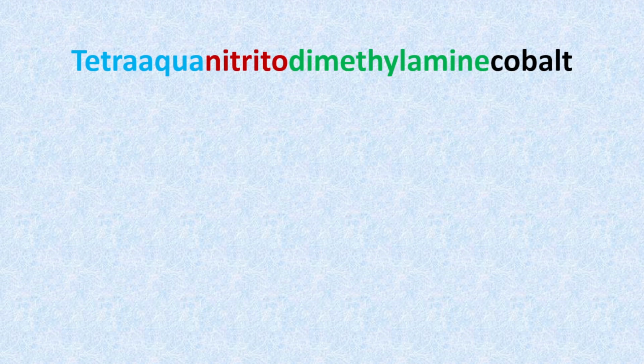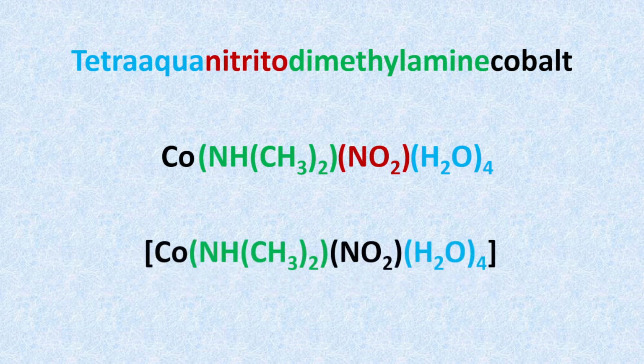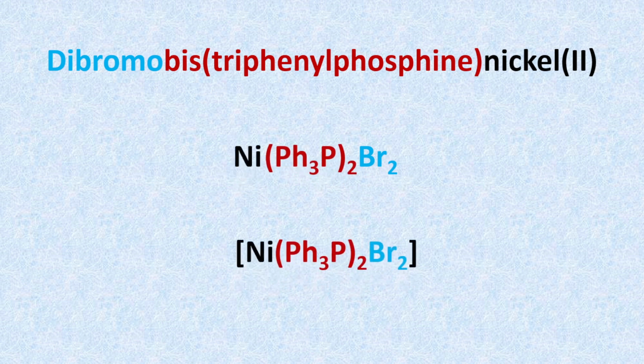This complex has neutral ligands, so tetraaqua, nitrito, dimethylamine, cobalt. Cobalt means the oxidation state of cobalt is 0. This complex has 2 bromides and their charges are balanced by the nickel metal, which is in the +2 oxidation state. So dibromo, bis triphenylphosphine, nickel 2.